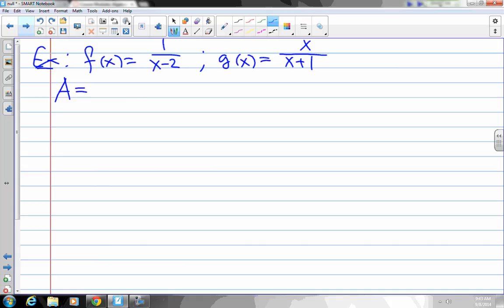So, what is the domain of f here? Anyone? So everything but 2. Right, okay. So the domain of f is all real numbers except for 2. What about the domain of g? Right, so all real numbers except for -1.